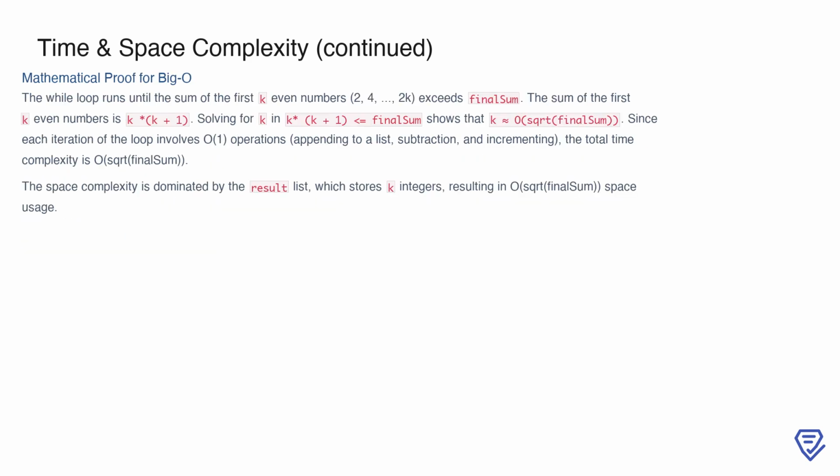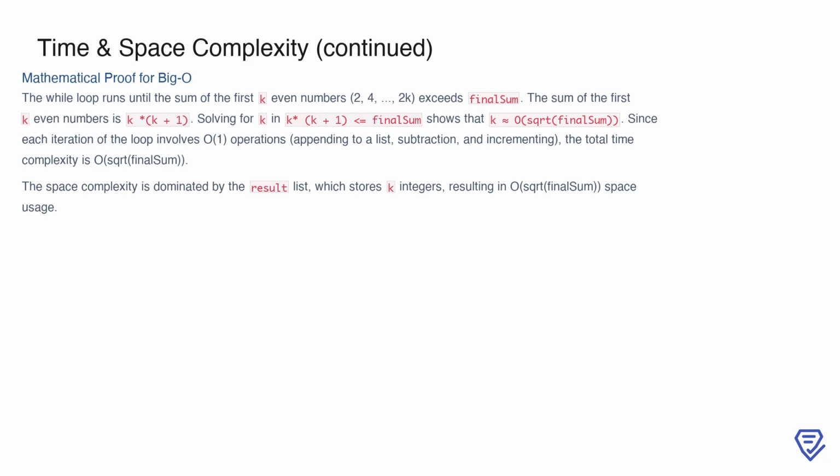To provide a mathematical proof for the derived time complexity, let's revisit the behavior of the while loop. The loop iterates until the sum of the first k even numbers exceeds final sum. The sum of the first k even numbers is given by the formula k*(k+1). To determine k, we solve the inequality k*(k+1) <= final sum. Simplifying this inequality shows that k is proportional to the square root of final sum, or O(sqrt(final sum)).